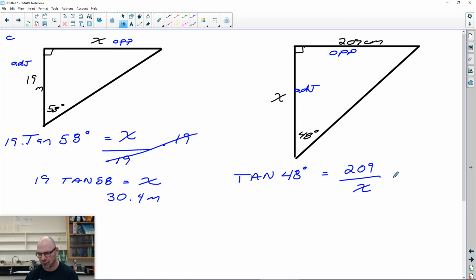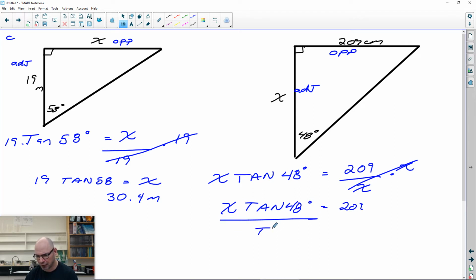Oh, this is a two-stepper because the x is in the bottom. First we multiply by the x on both sides to get rid of it. So I got x tangent 48 degrees equals 209. Then divide out the tan 48 on both sides.